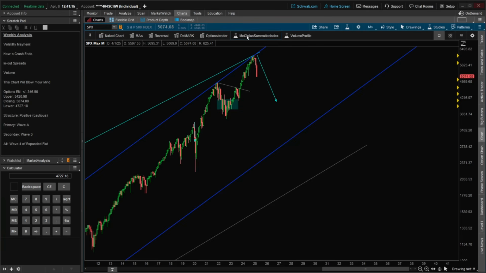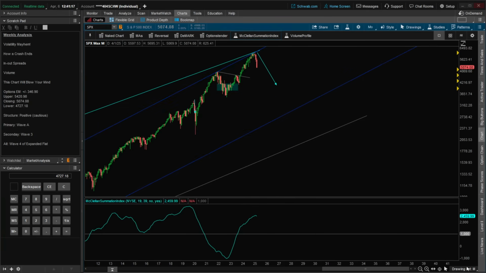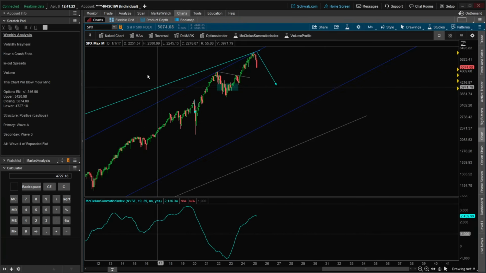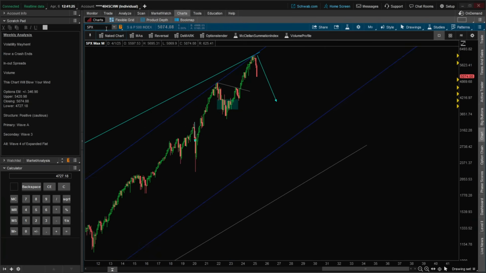Now the McClellan Summation Index. We'll look at that in the daily time frame. I don't want to get into it on the monthly. Okay, so let's go over to SPY.